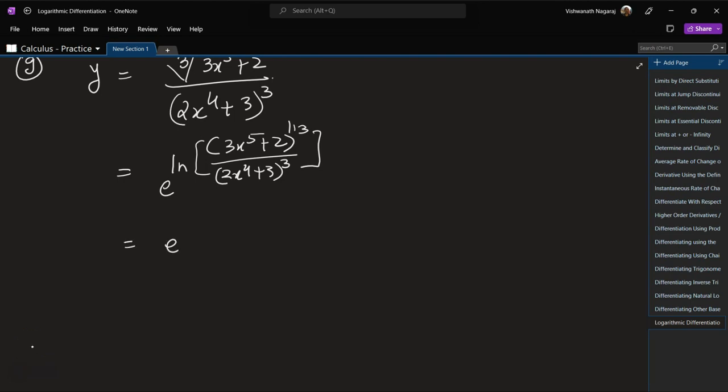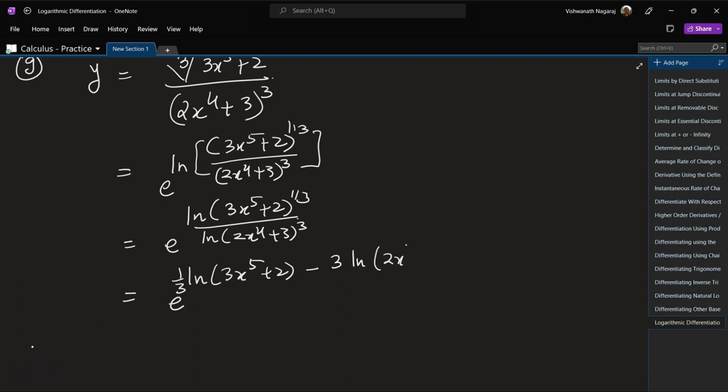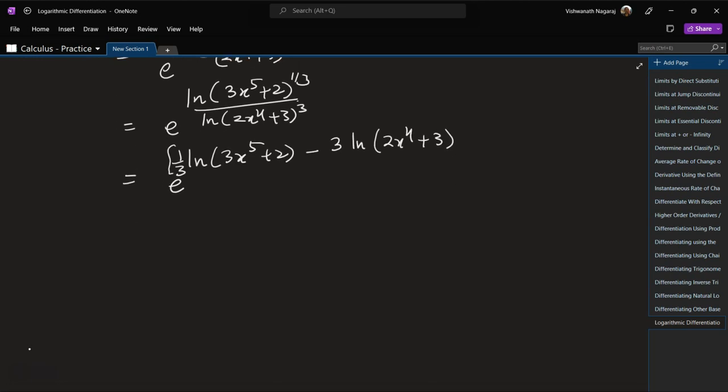And we know that as per logarithm rules, we can write this as natural log of (3x^5 + 2)^(1/3) minus natural log of (2x^4 + 3)^3. This in turn can be written as 1/3 natural log of (3x^5 + 2) minus, because of the division, 3 natural log of (2x^4 + 3). Okay, so this is combined in.